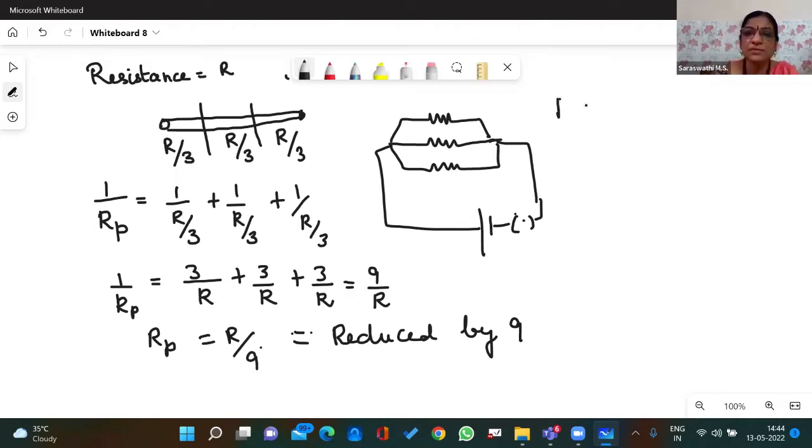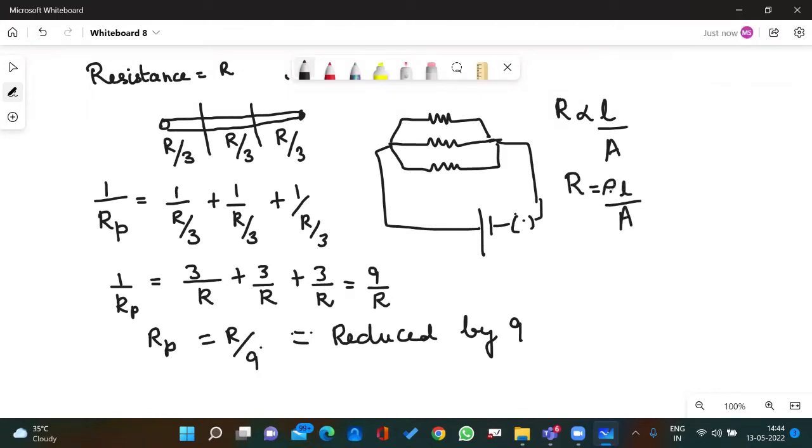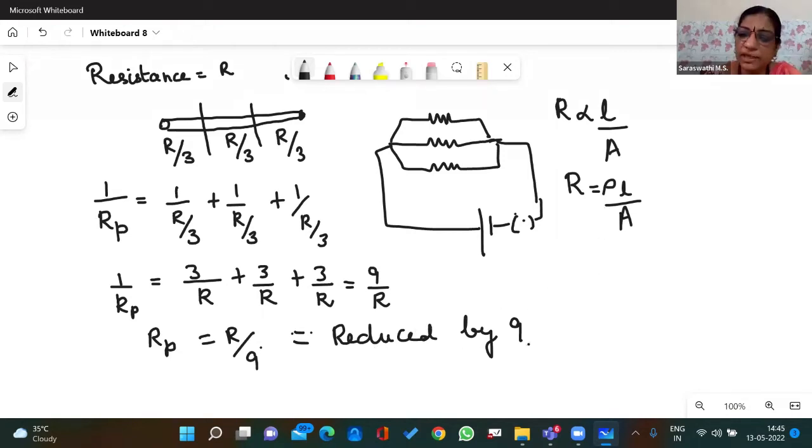R is proportional to L, inversely proportional to the area of cross section, or R is equal to rho L by A, where rho is the resistivity of the metal, L is the length, A is the area of cross section of the wire. Correct. So these are the factors, and apart from this, you also have temperature which is affecting the resistance. Now the question is, what happens to the resistivity? That part of it we have answered.